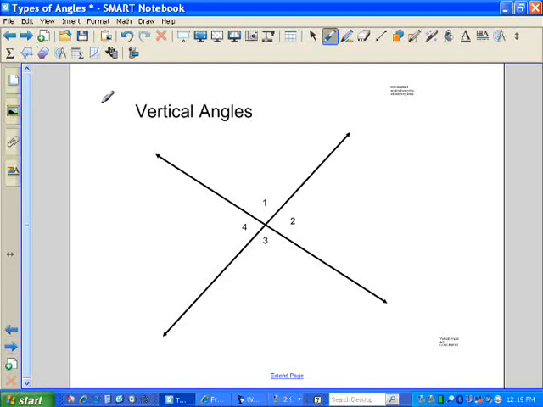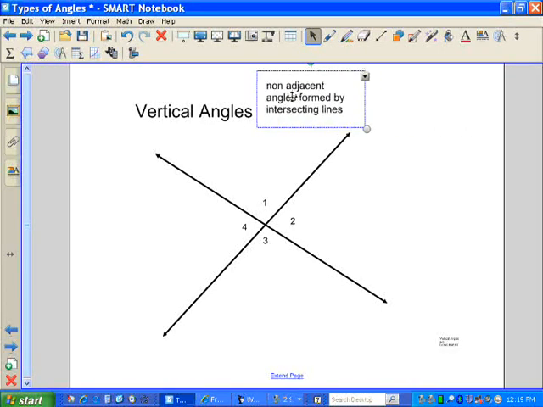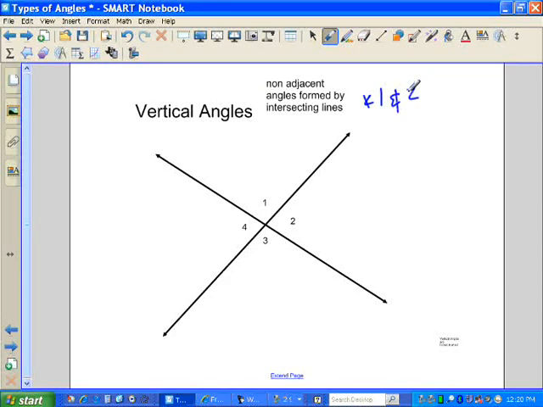Okay, moving forward. Vertical angles. Definition of vertical angles: they're non-adjacent angles formed by intersecting lines. We've got two intersecting lines, and I'm looking for the angles that aren't adjacent, and they don't have a common side. So 1 and 2 are adjacent angles. 1 and 3 are non-adjacent angles, okay? So, for instance, in this case, angle 1 and angle 3 are vertical angles. Angle 2 and angle 4 are vertical angles, okay?